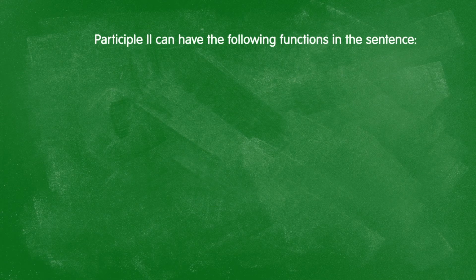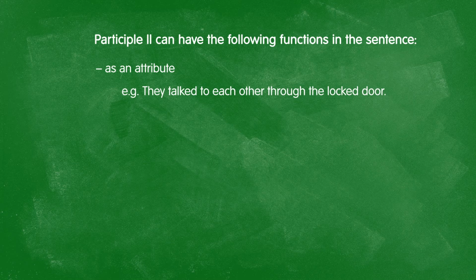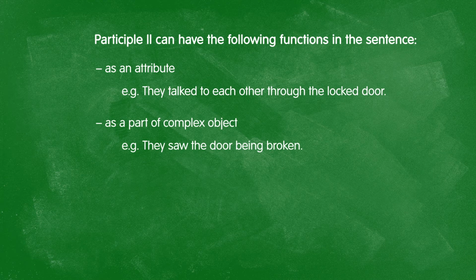We can also use the past participle as an attribute. Like in the phrase, they talked to each other through the locked door. Here, locked is simply an adjective describing the door, but we're using the past participle of the verb to make it. We also use the past participle whenever we're forming complex object. For example, they saw the door being broken. Here, I'm explaining what was happening to the door when they were looking at it. I'm explaining to you what they saw.